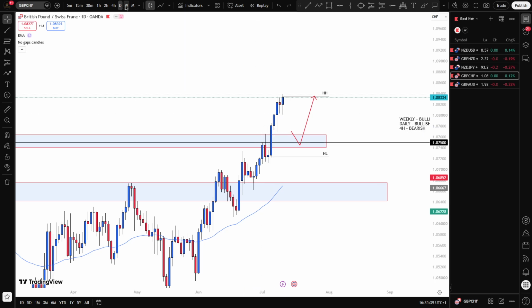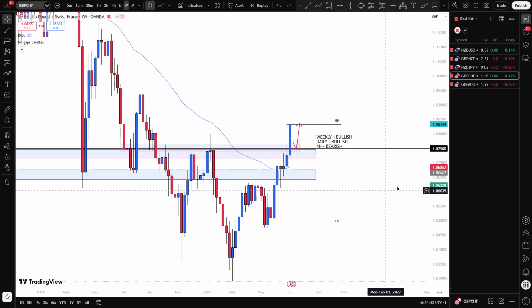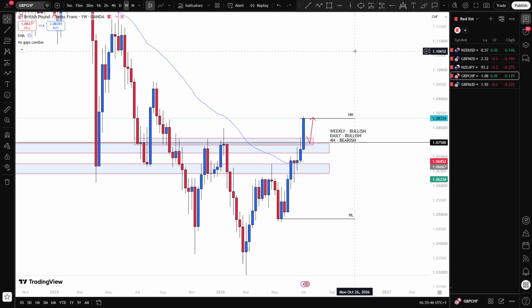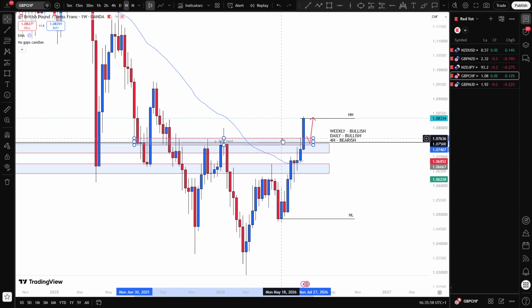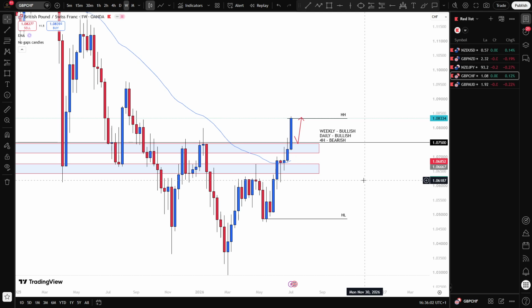For this pair, I don't see this week having that move. But it's still part of my watch list, because if that move wants to happen, this is what the market has to do.